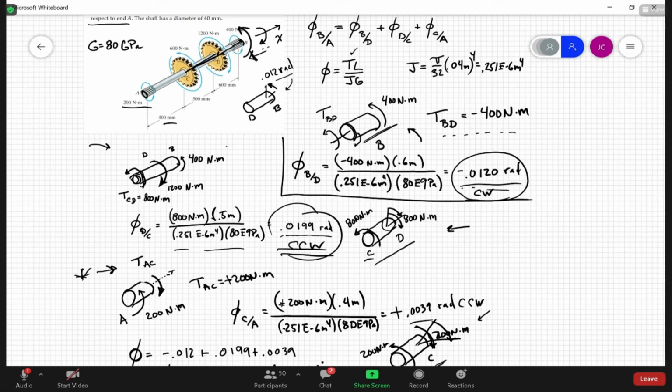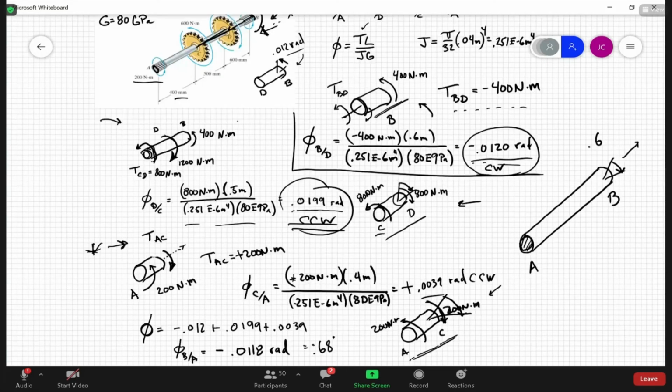All right, so if this is face A and here is face B, so this is face B, right? Looking down X, it's going to rotate in the counterclockwise manner. So that means face B is going to rotate this way relative to face A. And the amount it's going to rotate is that 0.6, what did I say it was? 0.68 degrees.